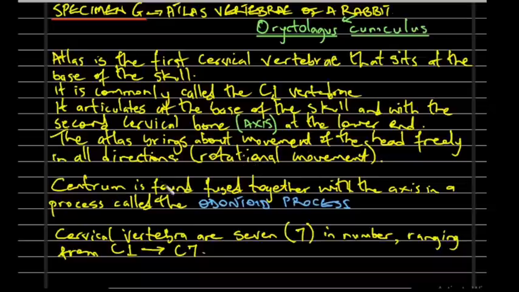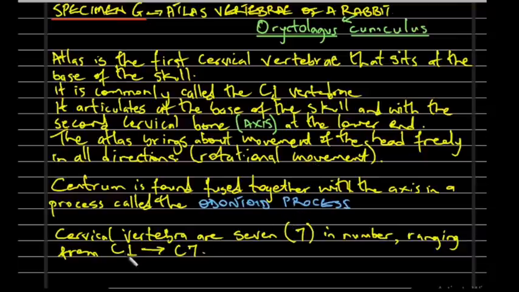Now, the centrum is found fused together with the axis in a process called the odontoid process. That was what I was trying to explain previously, that there is a connection between the two cervicals, the C1, which is the atlas, and the axis that comes after it. I'll show us a picture to help us understand that very shortly.